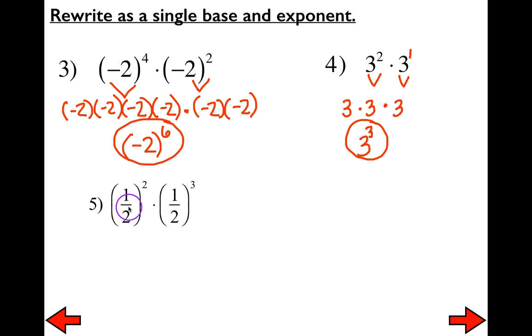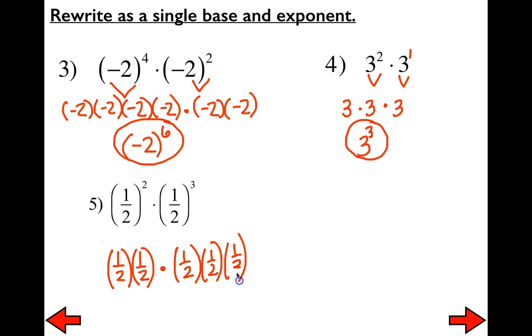For number 5, looking here, I have 1 half raised to the 2nd power. So I'm going to go ahead and write 1 half, a total of 2 times. I'm going to multiply that by 1 half repeated 3 times. So 1, 2, 3. So let's see. Well, first of all, the number that's being repeated every single time is 1 half. And yes, you're going to need the parentheses. I'll explain why in a second. I have a total of 1, 2, 3, 4, 5 of them. So that is my answer.